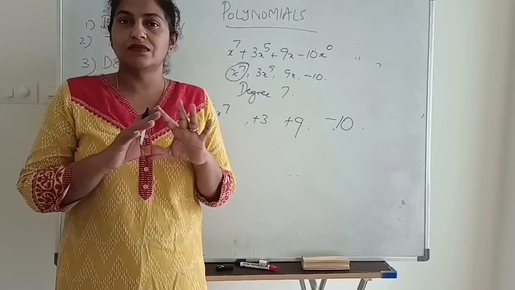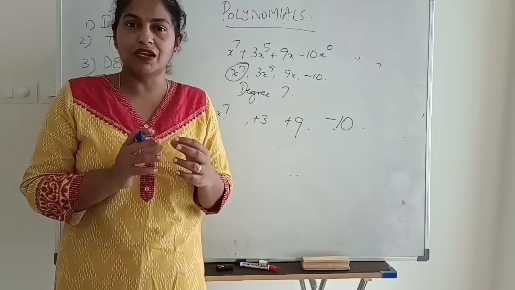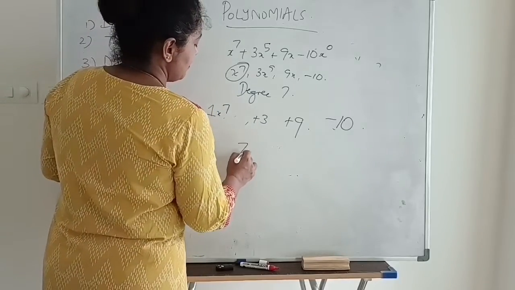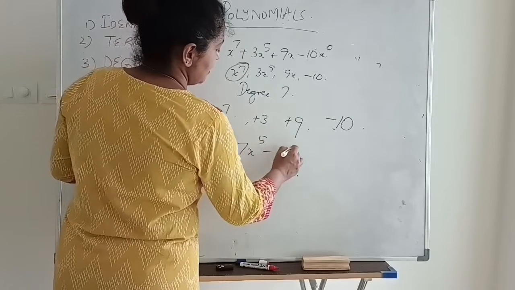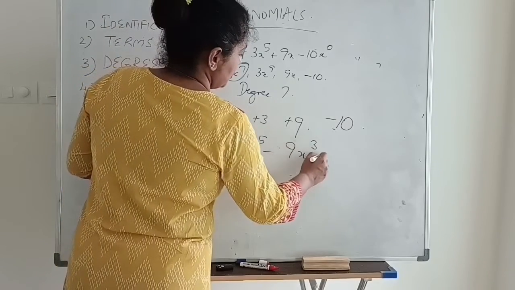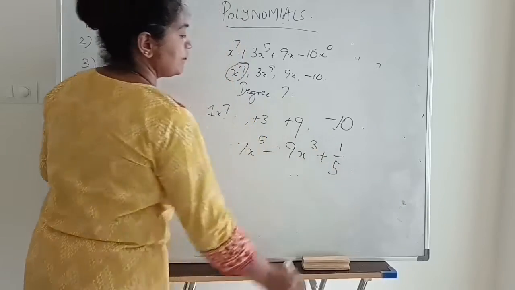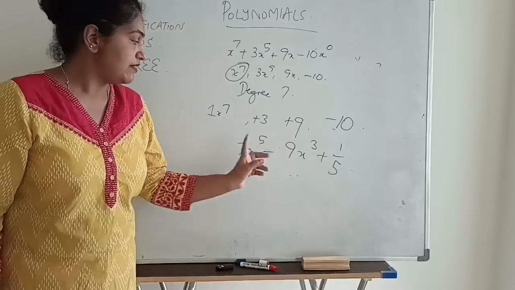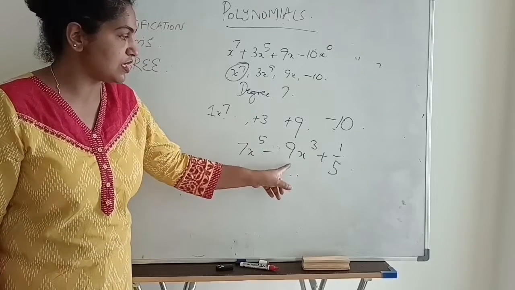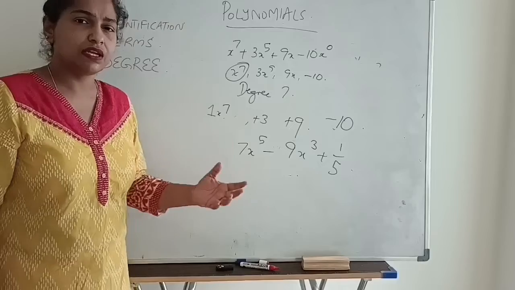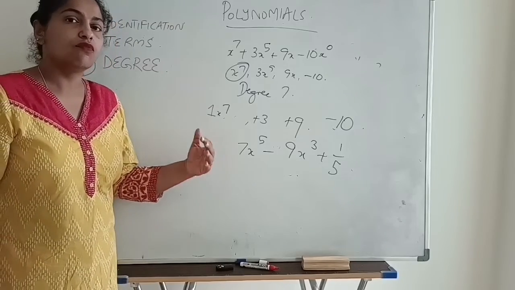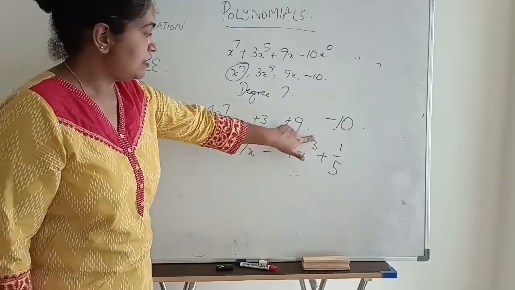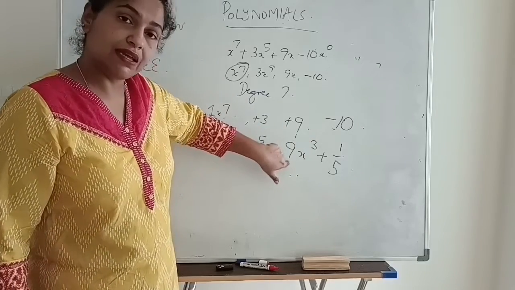I hope I have been pretty clear about explaining the coefficient. We can look at one more example. So 7x raised to 5 minus 9x cube plus 1 by 5. Okay. This is a polynomial with 3 terms. 7x raised to 5, minus 9x raised to 3, and 1 by 5. Degree of the polynomial is 5. What is the coefficient of the term containing x raised to 3? This term, the coefficient is a minus 9.